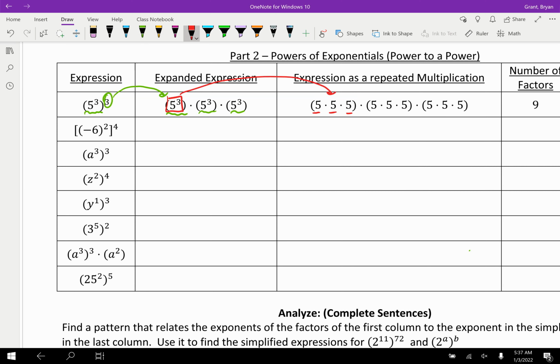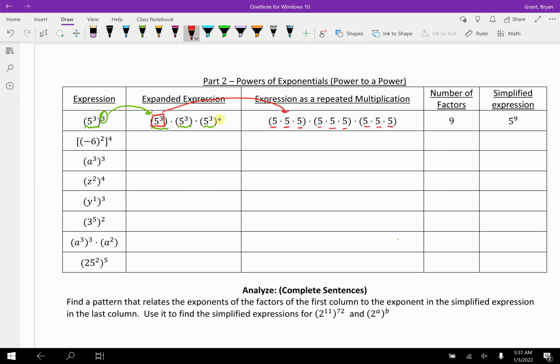And you'll notice when you write all of those out, you'll get 5, 5, 5, which tells you that there are 9 factors. And so the simplified way to write 5 to the third, cubed, is actually 5 to the 9th. So, using that, please go ahead and write out this entire table and see if you can simplify it all down. Once you're done, unpause and we'll go over those right answers. Ready, set, go. Alright, so hopefully everything went alright here.